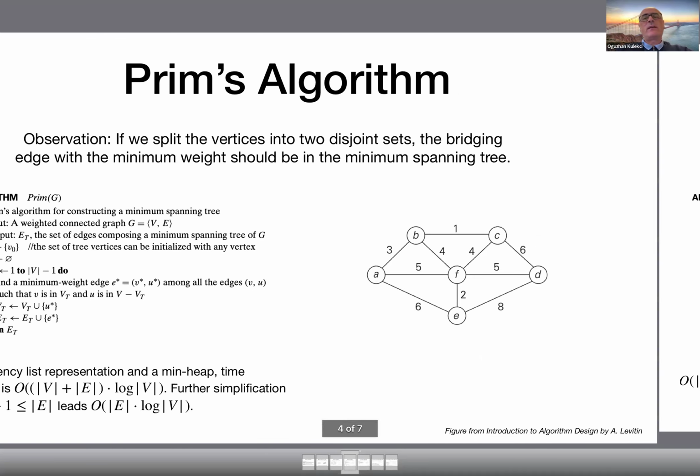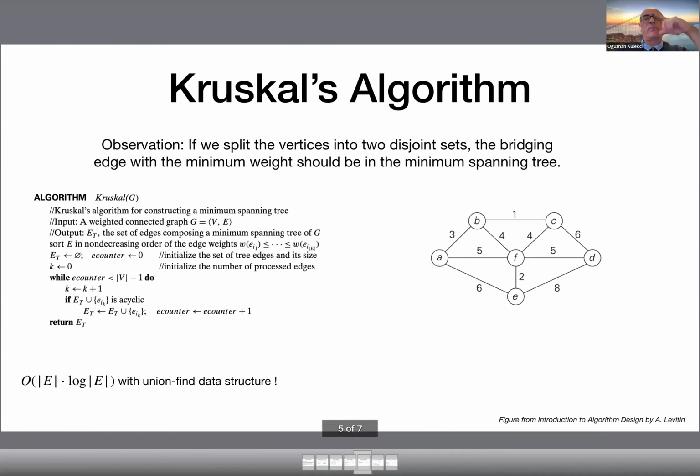Okay, so the next one is Kruskal's algorithm. The main difference is, with Prim's algorithm, we started with an initial vertex and created our minimum spanning tree one by one. First, there's only one node in your minimum spanning tree. Then you make it 2. Then you make it 3. Then you make it 4, up until you reach n.